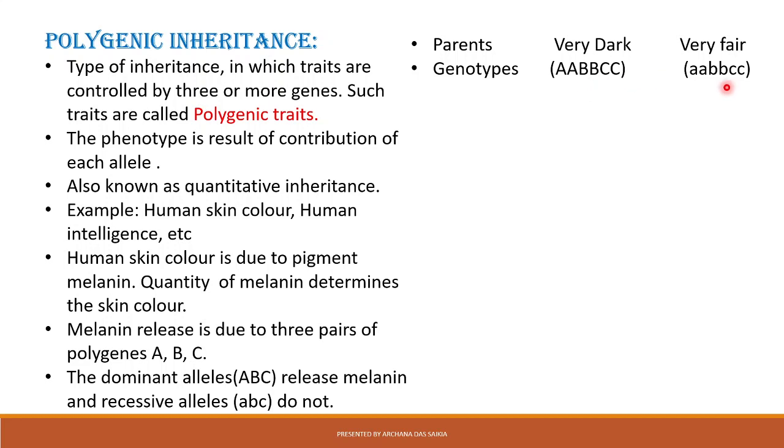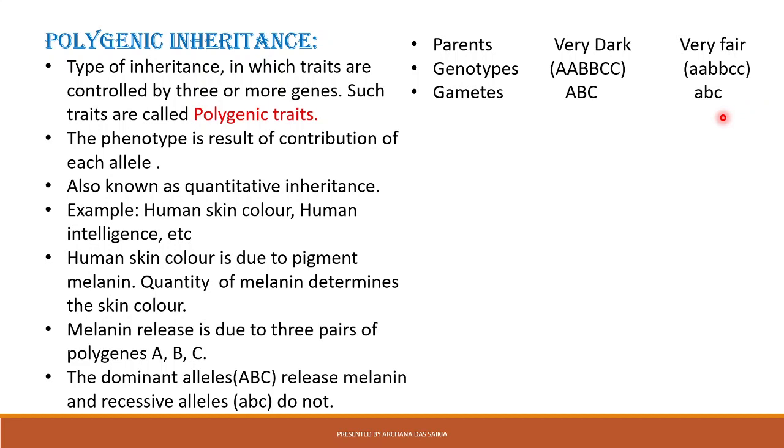On the other hand, this person is not releasing melanin due to the presence of all recessive alleles. So consequently, that person appears to be very fair. Now the gametes. The three types of gametes are A, B, C. Quite obvious, because they are homozygous, you do not get many different types of gametes. In the other case, the gametes are similarly small a, small b, small c.